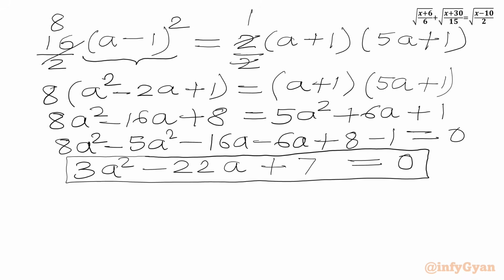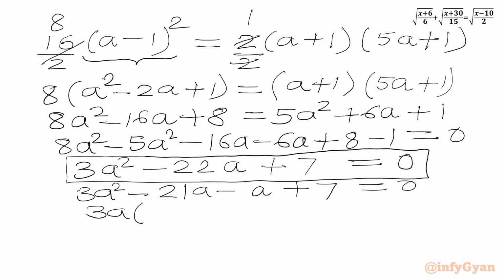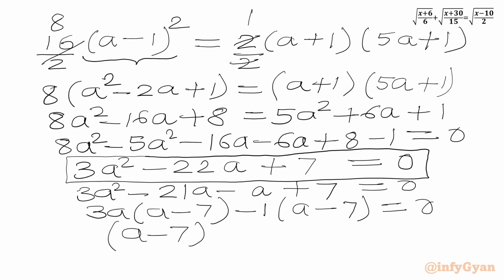Here we are going to split our middle term minus 22a as minus 21a minus a plus 7 equal to 0. Now from the first two terms 3a is common. We'll write a minus 7 in the bracket. From the next two terms we will take minus 1 common and write a minus 7 once again equal to 0. Now a minus 7 is overall common. So in the other bracket we can write 3a minus 1 equal to 0.